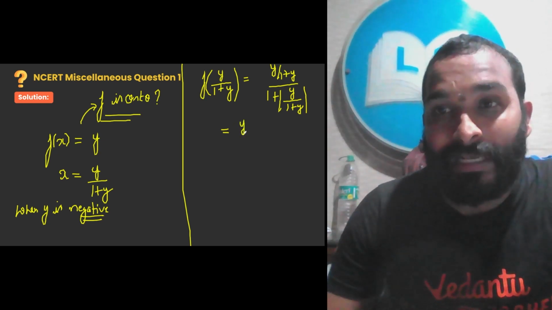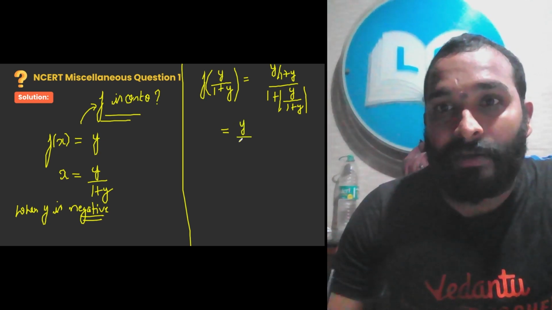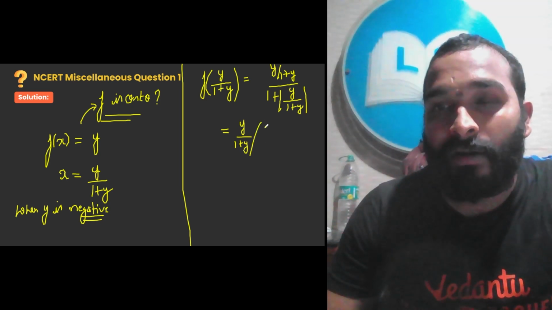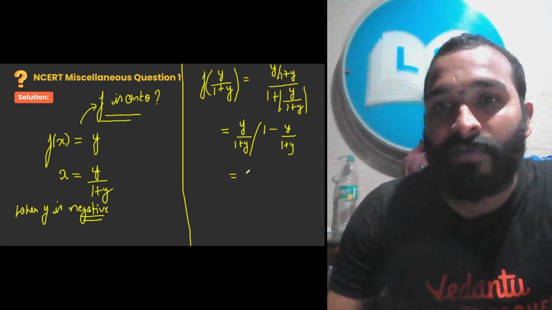It will still be 1 plus y, still positive, correct? So y by 1 plus y divided by, what happens here? 1 minus y divided by 1 plus y, children. Simplify this. What happens? Observe this very carefully.